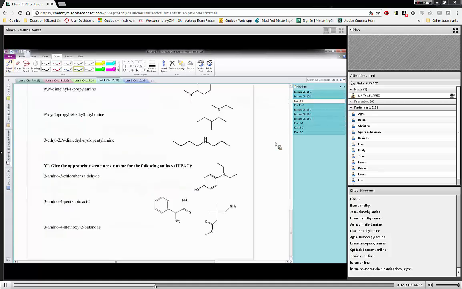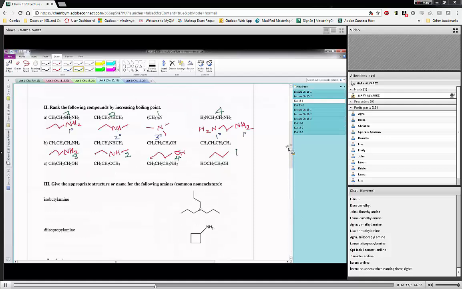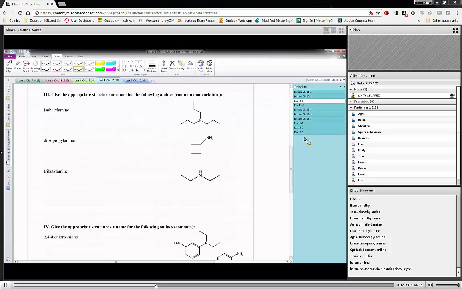We go back to our chapter 15 one-day class activity sheet. Sections 3 and 4, name these using common nomenclature. So isobutylamine has a nitrogen, that's your amine, attached to an isobutyl group. I'm going to fill in my hydrogens. Guys feel pretty good about that? And if I did this one over here, I might say that's a cyclobutyl group. So this would be cyclobutylamine. Is that fair?